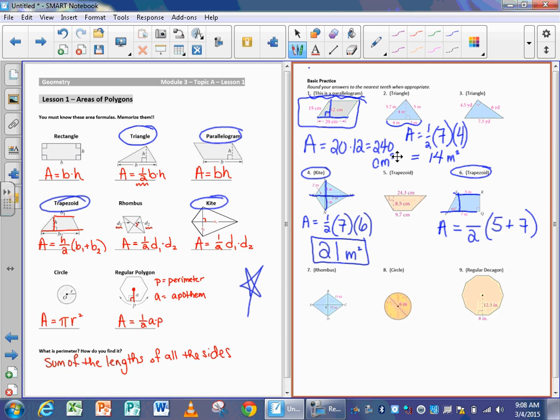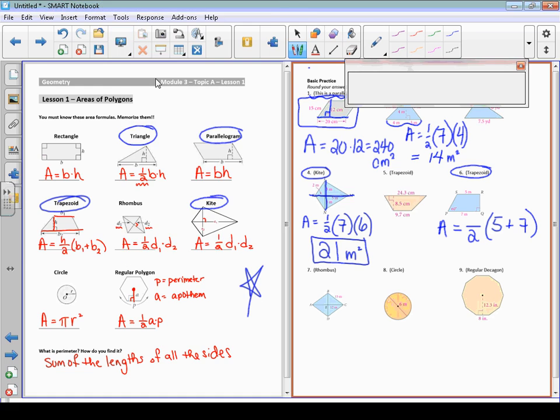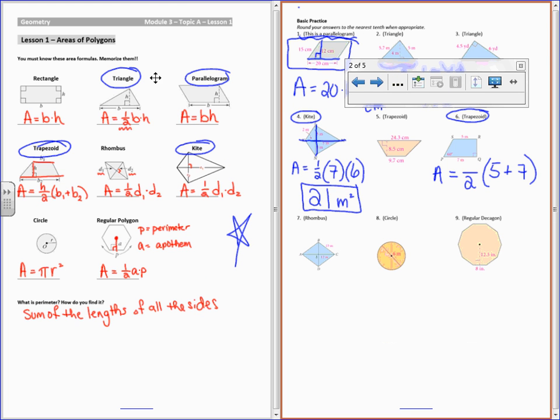Now I need the height. Oh, wait, they gave me the 60-degree thing right here. Okay, so if I wanted to find this height, I'm going to make this a little bit bigger here. This is 5, so that means this is 5. And if the whole thing is 7, that guy's 2. So I have a right triangle here with a 60-degree angle, and one side length is 2.